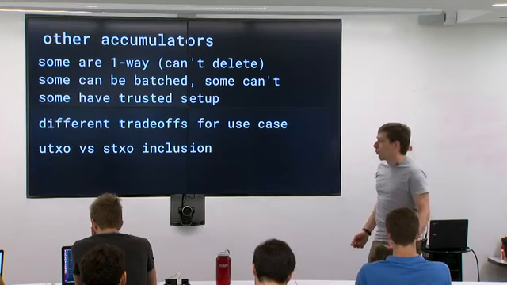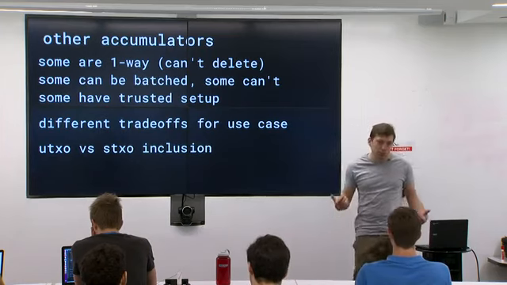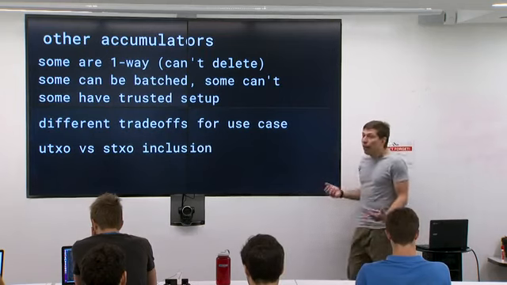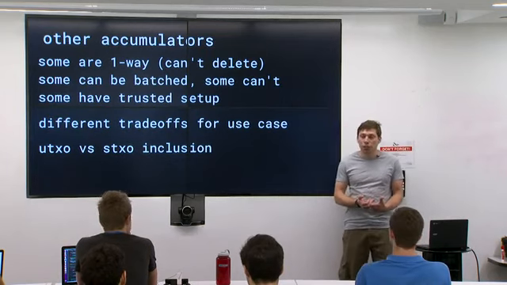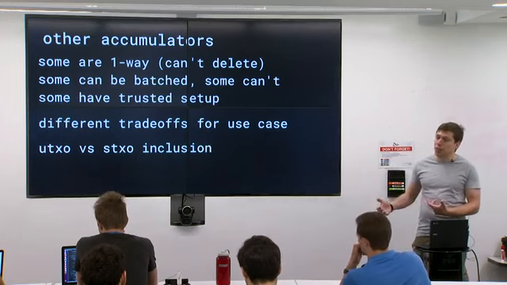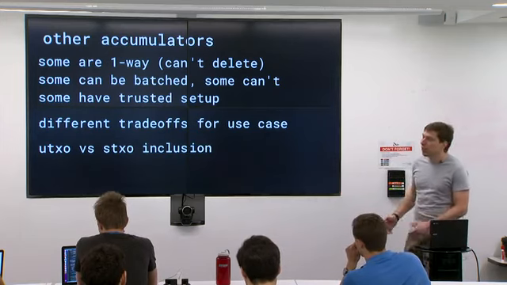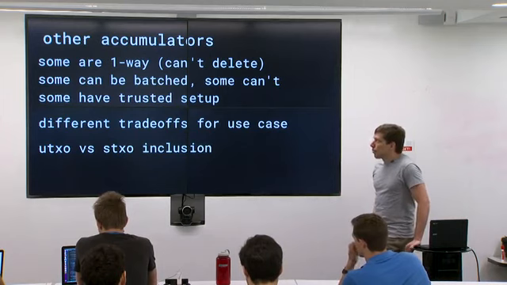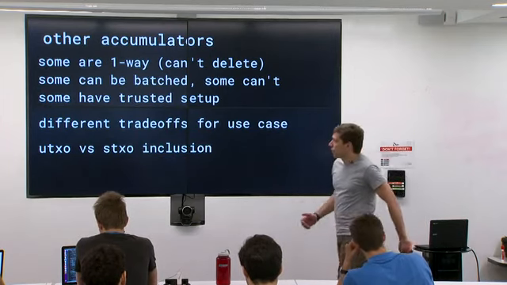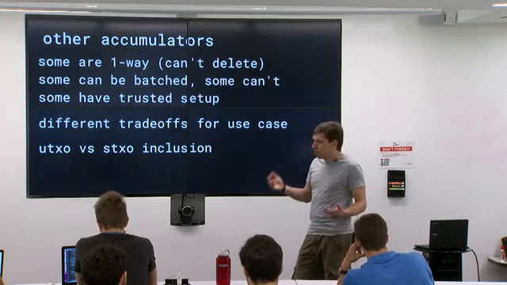Sometimes you can batch things. You could see in the composite number accumulator, if I add 105 to the accumulator, I'm performing one operation that essentially adds 3 objects, right? 3, 5, and 7. Some can be batched like that, some cannot. Some have trusted setup, some don't. So there's different trade-offs for all these different use cases.